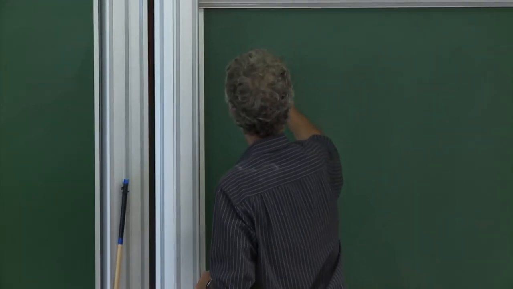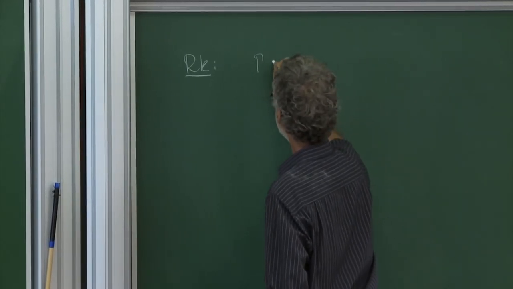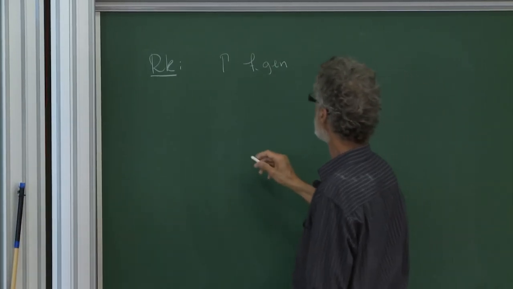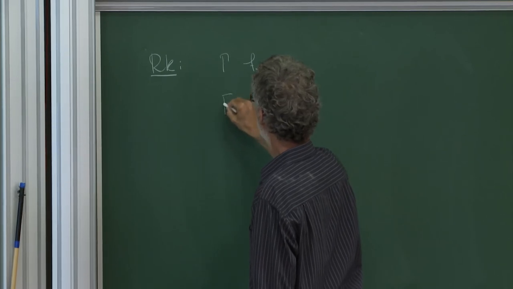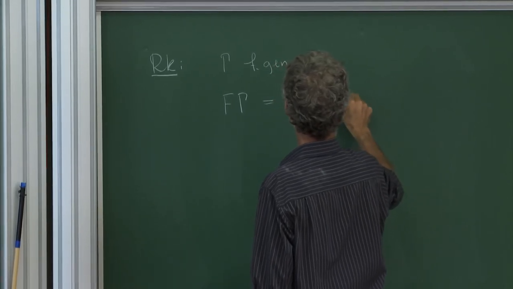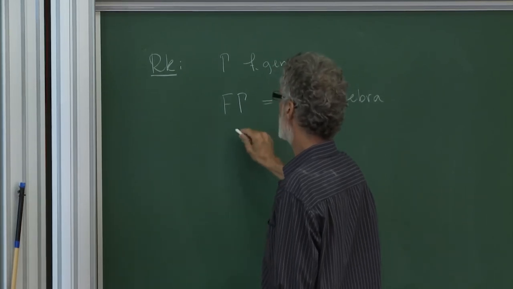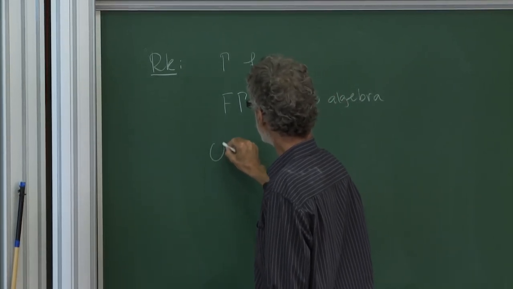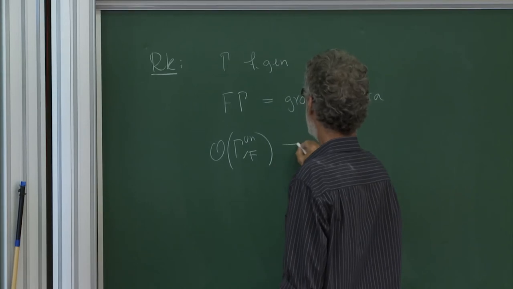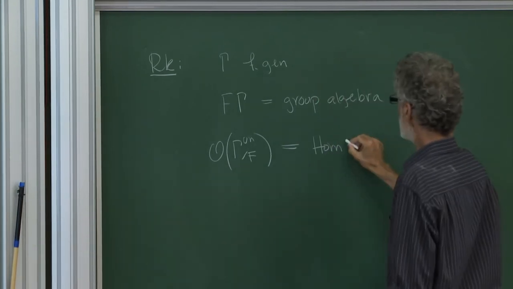I'll just remark. So this is an older way of thinking about it, but one way is, if gamma is finitely generated. So that definition there does not assume the group is finitely generated. You can look at F gamma, which equals the group algebra. And there's two ways you can go here. One is you can say, what is O of gamma unipotent over F? So what's the coordinate ring of this? And it's actually equal to the Hom continuous.